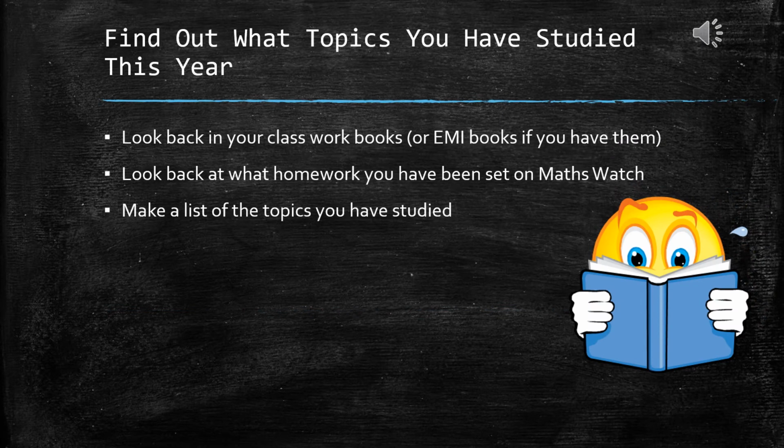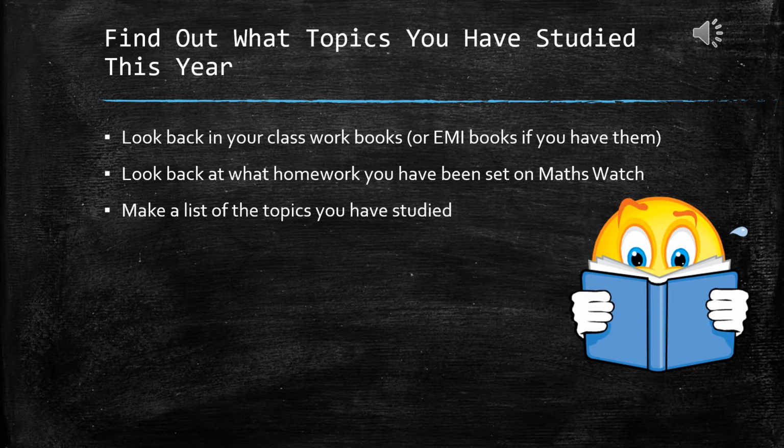The first thing that you can do for your revision is actually find out what topics you've studied this year. And there are three ways really that you can do this. So first of all, you should be having a look back in your classwork book from the start of the year and making a note of all the topics that you have been doing. So you should be looking at your class titles that you've been writing down. And if you have your EMI books, you can also have a look at the tests that you've done this year.